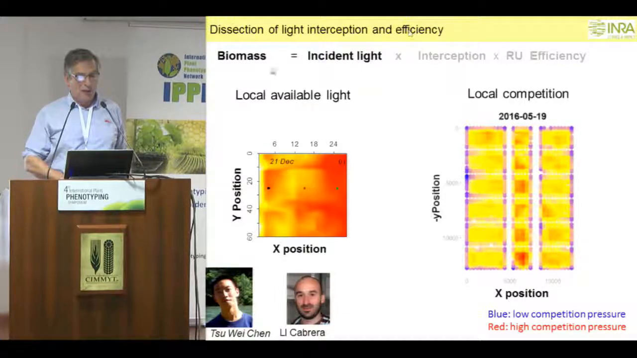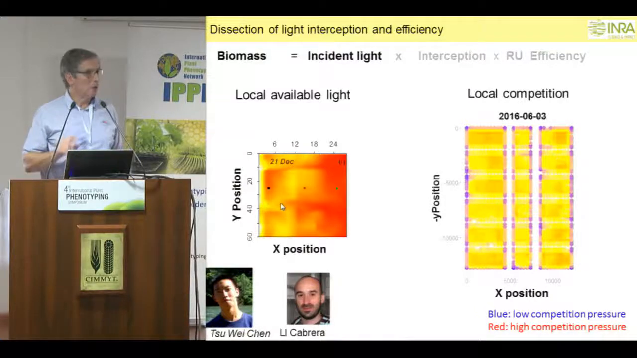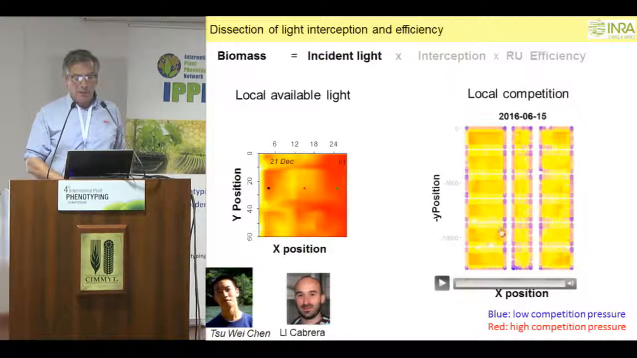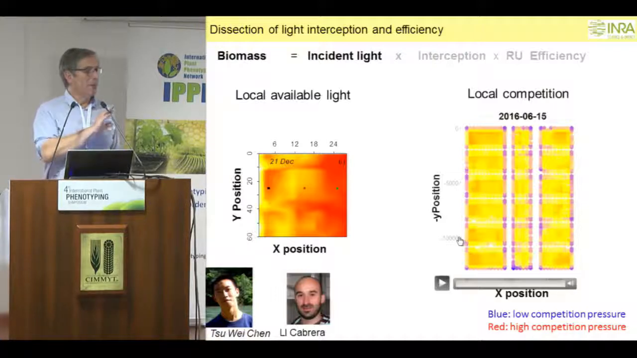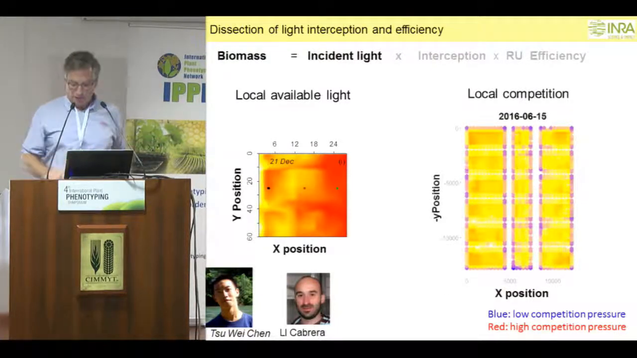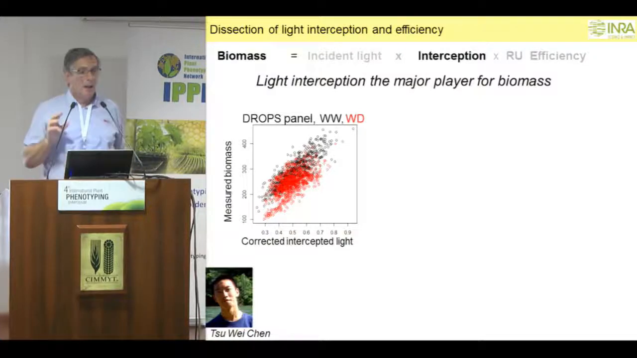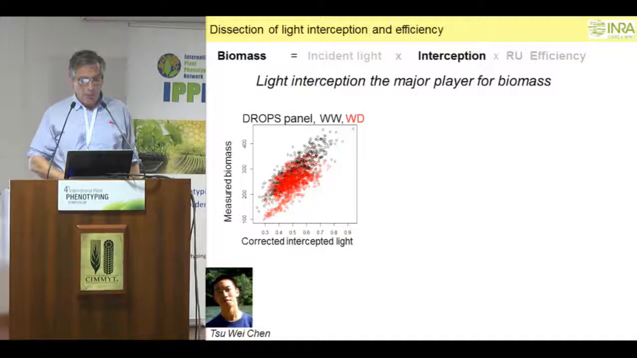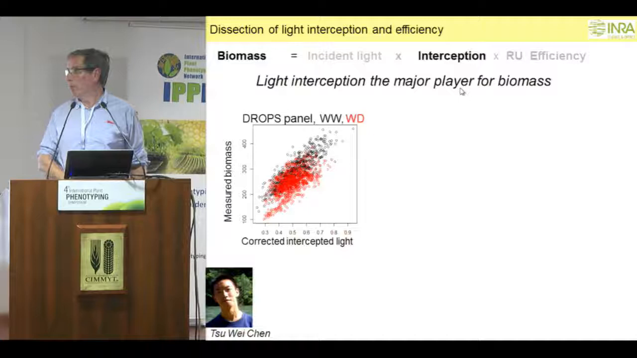First we have to deal with the local available light, because we know that each plant has a different light, so we take care of that. In addition, part of the interception is environmental, because some plants don't compete with any other because they are at the limits, they are outside, so we take care of that. But the important thing is this, and we can give a first conclusion for this panel. The conclusion is panel dependent. It can be different in a different panel, but basically light interception was a major player for biomass.